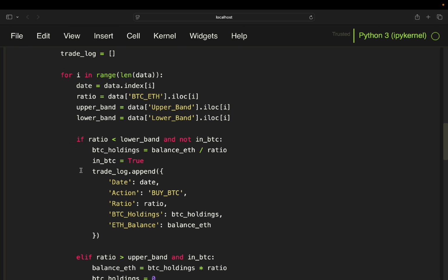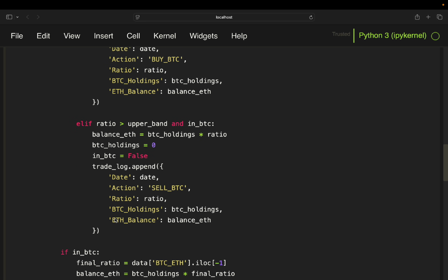And then we're getting to the buying logic. We check if the BTC ETH ratio falls below the lower band. If it does, and we are not already holding BTC, which is initially the case, we calculate how much BTC to buy using our ETH balance and log the trade. So BTC holdings are just the balance in ETH, initially 1, divided by the ratio on the specific date. Then you set the position flag to true as you just bought Bitcoin. And then you append the details of the trade to your trade log: the date, what you did, so in this case you bought BTC, the ratio, your Bitcoin holdings and your balance in ETH.